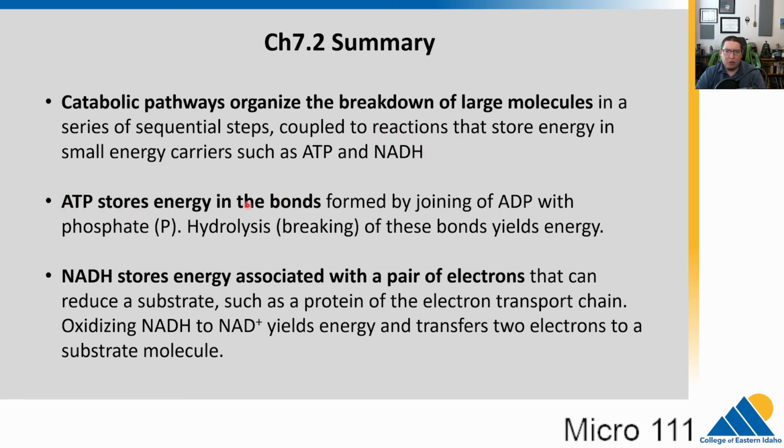ATP stores that energy in bonds. You take a diphosphate, add another phosphate, it becomes triphosphate. Hydrolysis, or breaking of those bonds, is then going to yield energy when you need it. NADH, on the other hand, stores a pair of electrons that will go to the electron transport chain in oxidative phosphorylation, which we'll talk about in a little while. All right, that's 7.2.